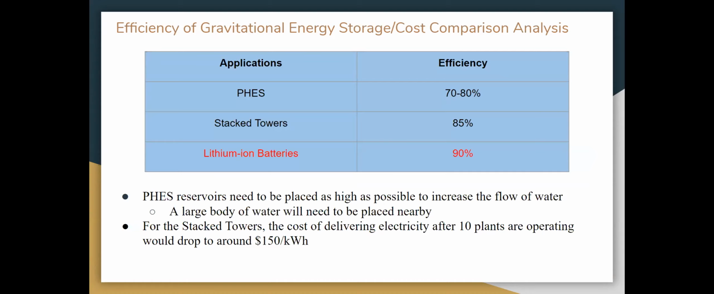In order to produce the most amount of electricity from the gravitational potential energy, the reservoir will need to be placed as high as possible to increase the flow of water. On top of that, there will need to be a large body of water nearby to pump the water from. Many of these plants have to have a man-made lake due to the lack of natural sites, and this will drive up costs of production and could increase the time it would take to compete with the less expensive energy storage methods such as batteries.